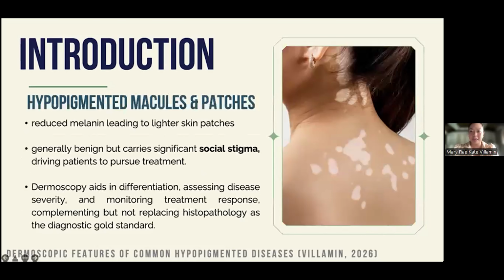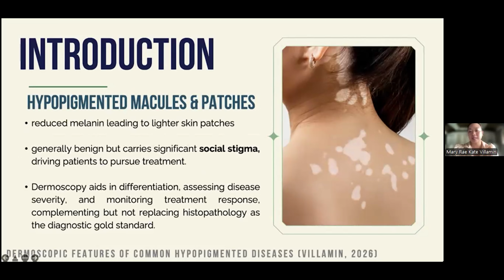Hypopigmented macules and patches are common dermatologic concerns due to the cosmetic impact and effect on self-esteem. They result from reduced melanin, producing lighter or white skin areas, and often prompt consultation because of their visibility and social stigma. Diagnosis can be challenging, but dermoscopy helps in identification, differentiation, and monitoring severity and treatment response. However, histopathology remains the gold standard.